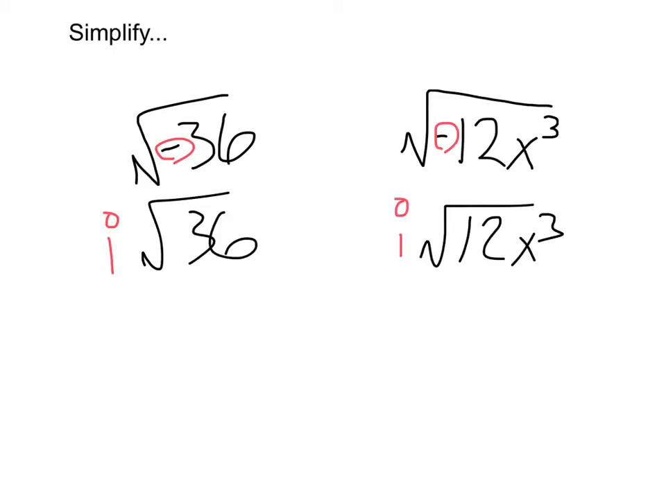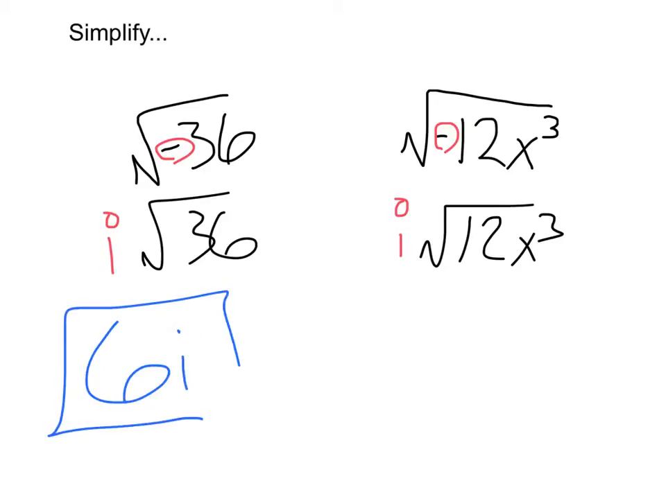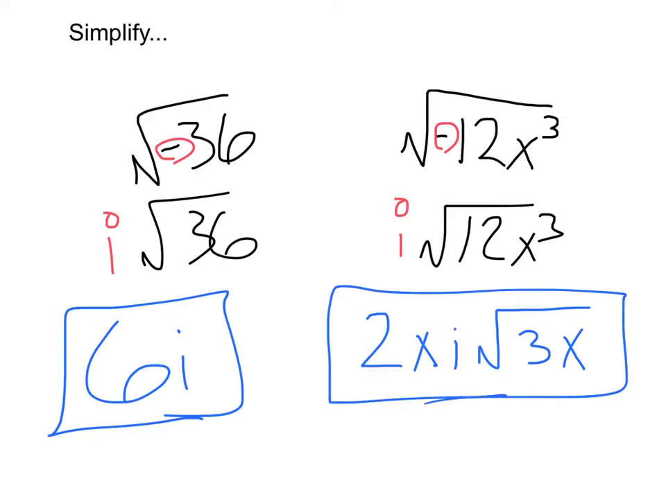So if we take this square root of 36, that's going to simplify to 6, and we've still got our i. Square root of -36 will simplify to 6i. Over here, we've got this i, square root of 12x cubed. Simplify this like normal, and that's going to give us 2x square root of 3x, simplifying this 12x cubed, and then we still have our i because this is an imaginary number.